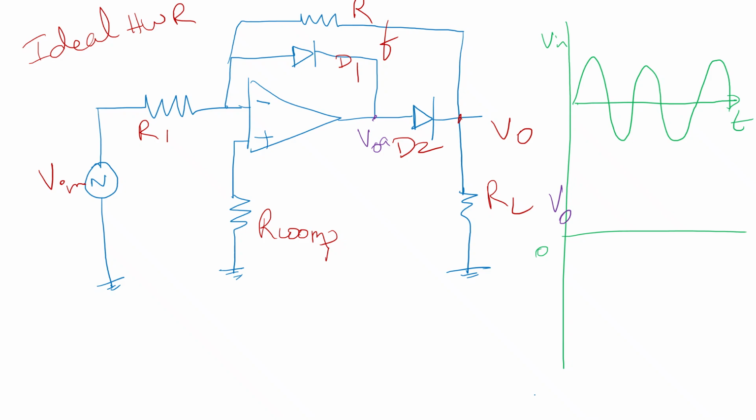The output is 0. So when positive voltage is given to the op amp, the positive voltage turns on the diode D1, but the voltage at this point is negative. A negative voltage makes the diode D2 act as an open switch, and hence no output is obtained during the negative half cycle.